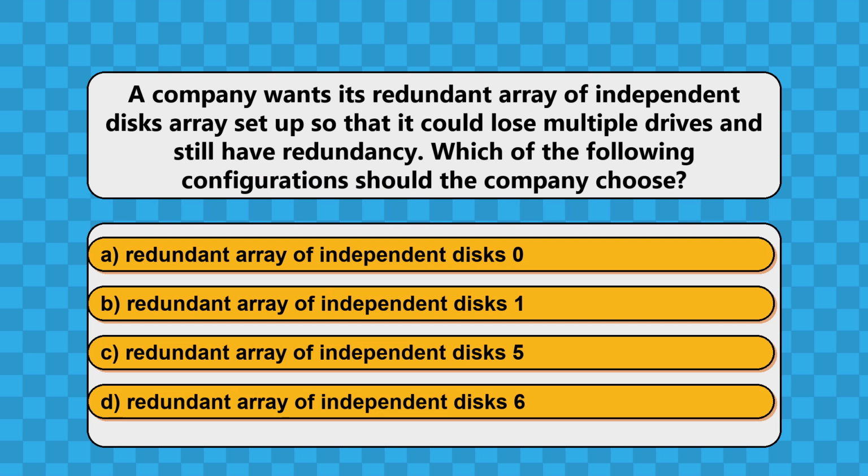Question 19. A company wants its redundant array of independent disks array set up so that it could lose multiple drives and still have redundancy. Which of the following configurations should the company choose? Option A, redundant array of independent disks 0. Option B, redundant array of independent disks 1. Option C, redundant array of independent disks 5. Option D, redundant array of independent disks 6. The correct answer is option D, redundant array of independent disks 6.